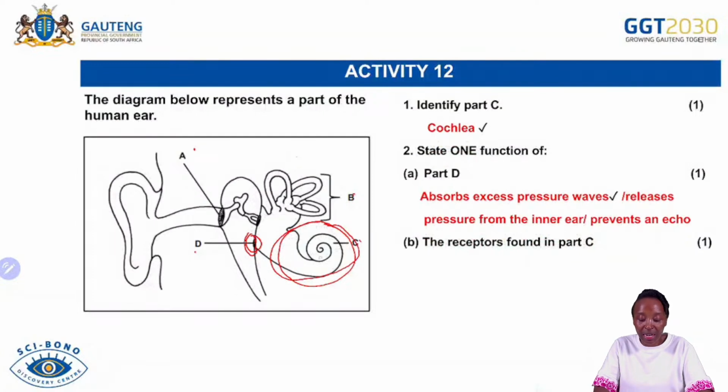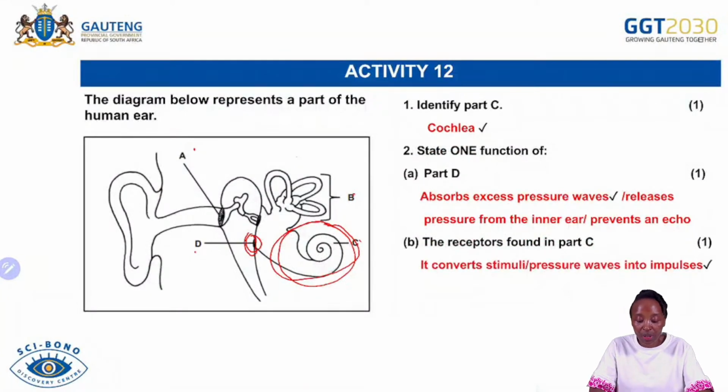So these ones are stimulated and the messages are sent to the cerebrum, and that's how hearing takes place. The receptors here convert the stimuli or pressure waves into impulses. So these are then the answers: absorbs excess pressure waves. Like I said, this is the round window, and the one at the top is the oval window.